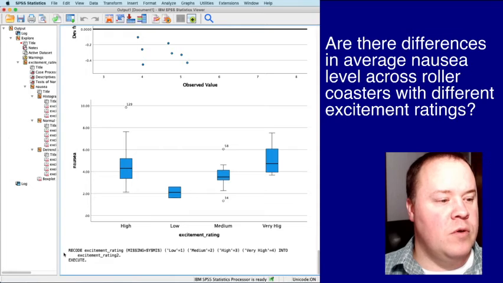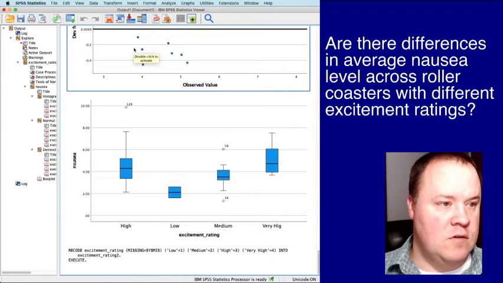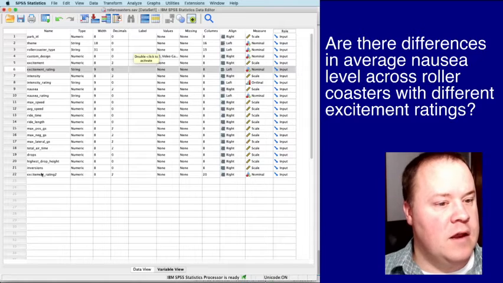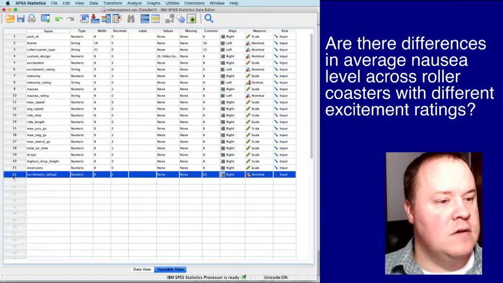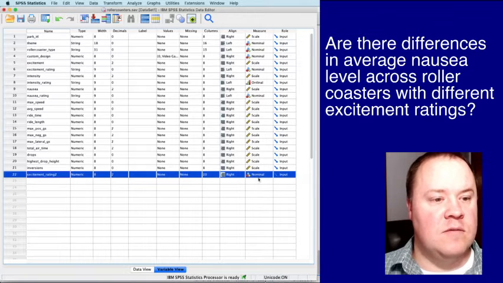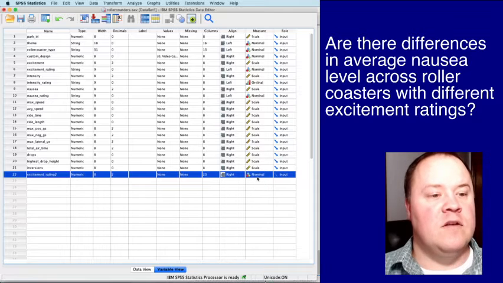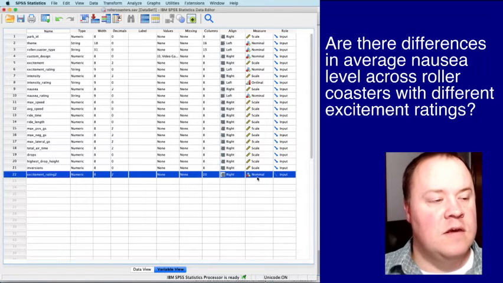And in the output window, you'll see that it says to do that. Low equals 1, medium equals 2. And then if we go back to the actual data, you should see that has been added at the end. Excitement rating 2. It is a numeric type. And on the right, make sure that it recognizes it as being nominal, that it didn't change it to a scale variable. We want it to be nominal so that these values are recognized as groups.